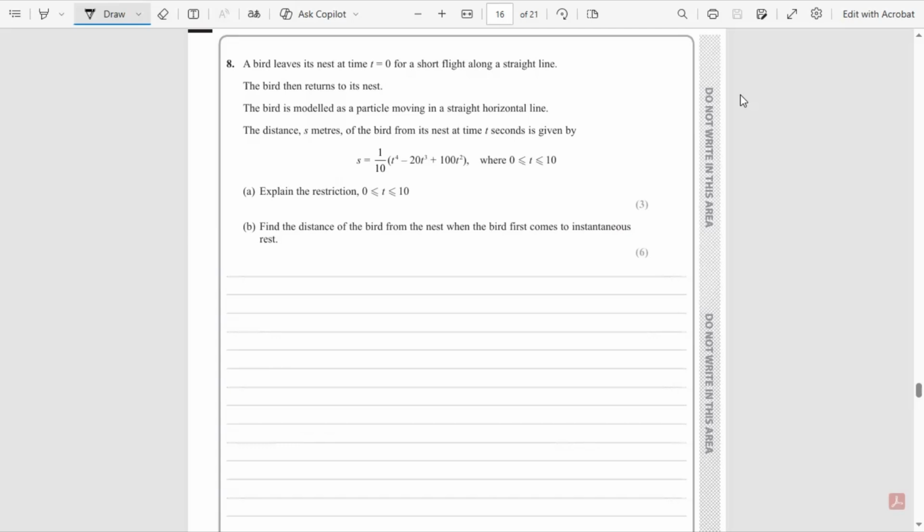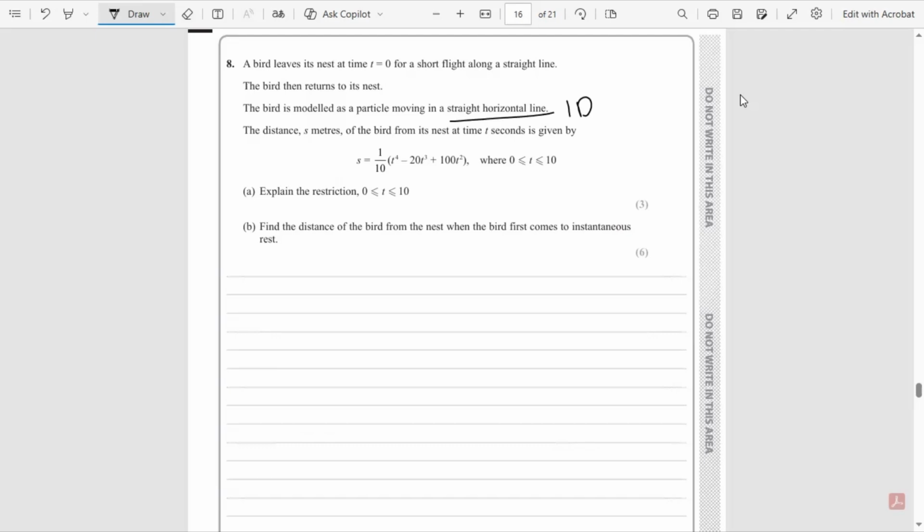So with this question, a bird leaves its nest at time t equals 0 for a short flight along a straight line. The bird then returns to its nest. The bird is modeled as a particle moving along a straight horizontal line. So if you've got a particle moving along a straight horizontal line, this is one-dimensional motion, so 1D motion.